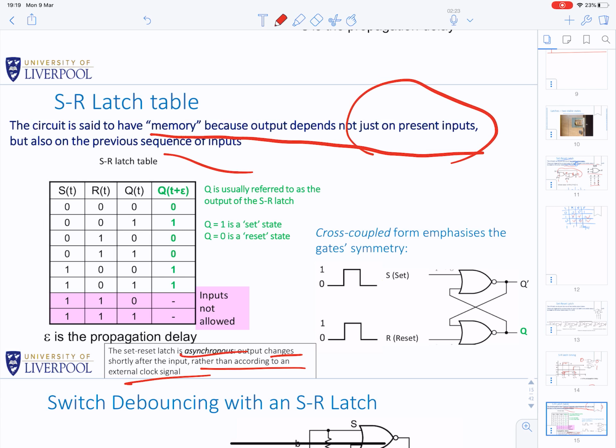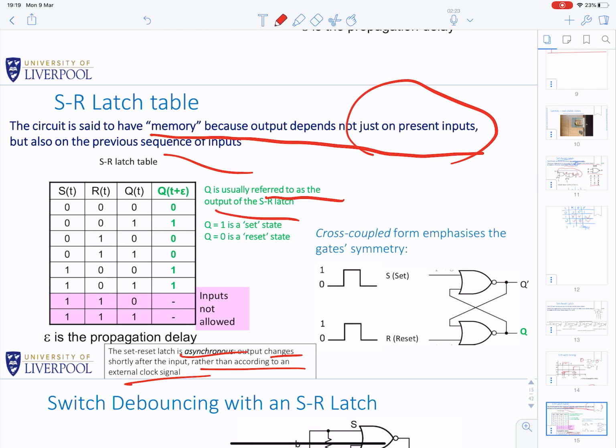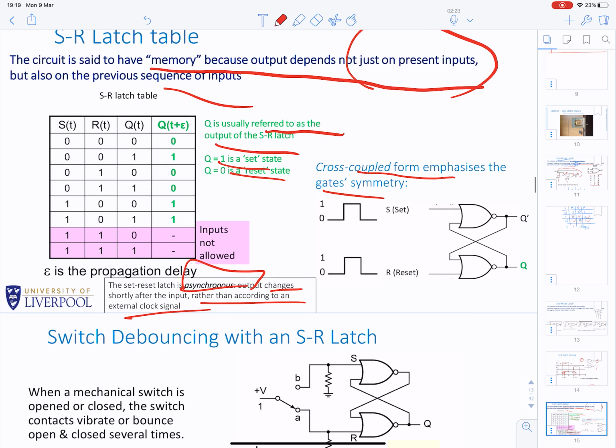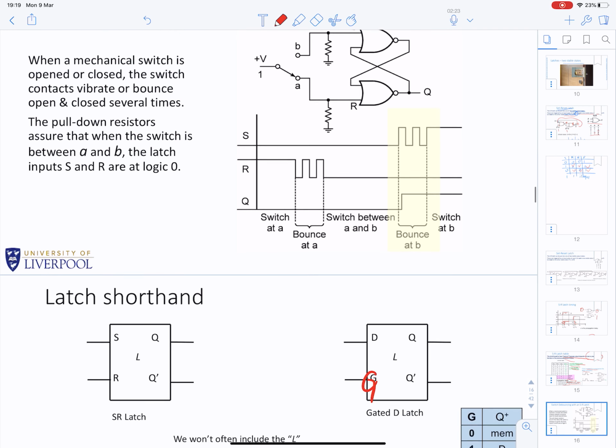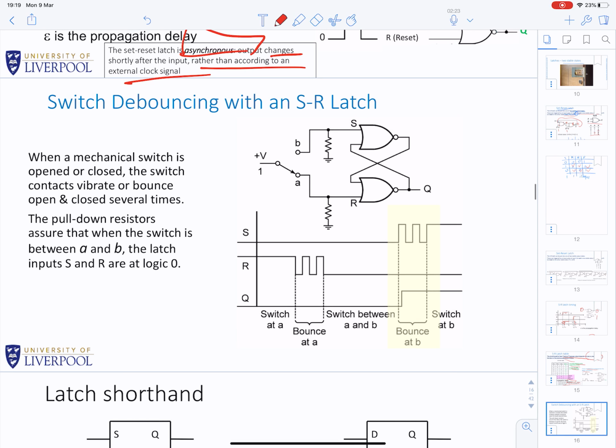Q is referentially referred to as the output of the SR latch. Q is 1 is set, Q is 0 is reset. The cross-coupled structure emphasizes symmetry, which is very obvious. And the set-reset is asynchronous, meaning that the output changes shortly after the input rather than according to an external clock.